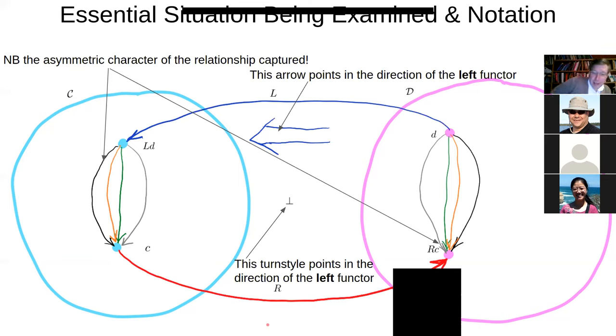And the directionality of the left functor is shown. I've shown two different conventions for indicating it. When I say conventions here, I mean there are two different ways of diagrammatically indicating which is the left functor. One of them shows a big arrow, and that points in the direction of the left functor, okay? So people put down an arrow and say, hey, the left one is this one.